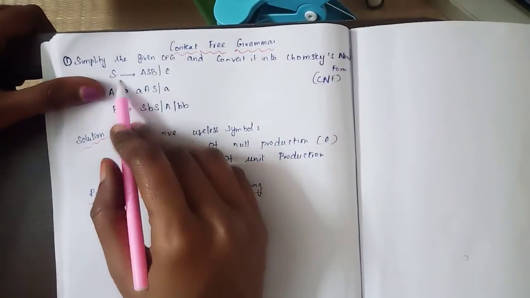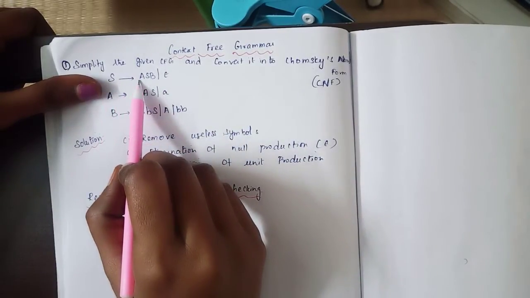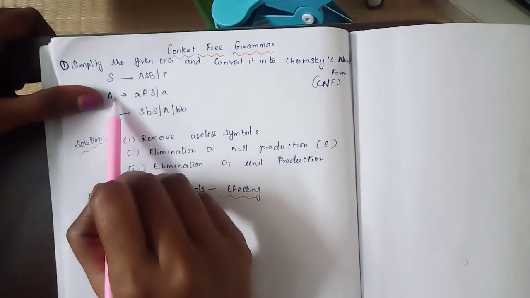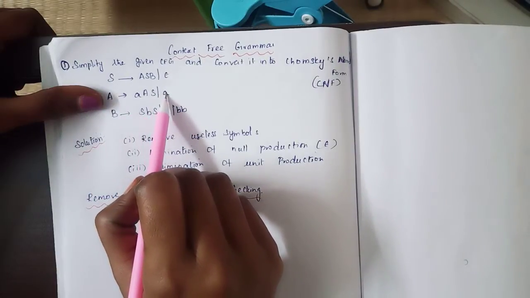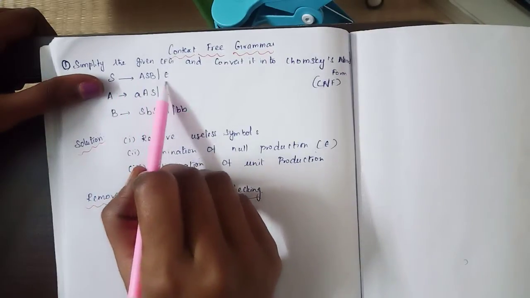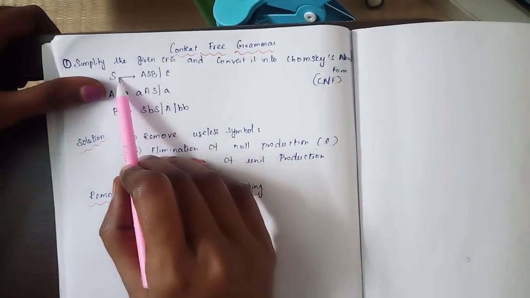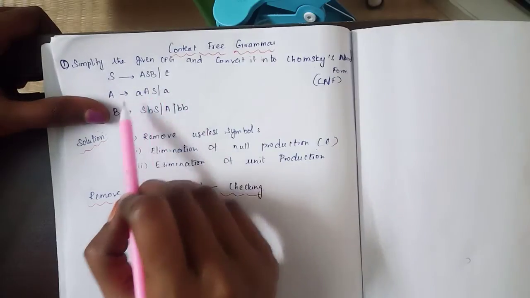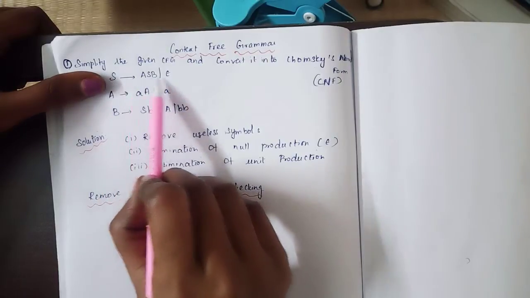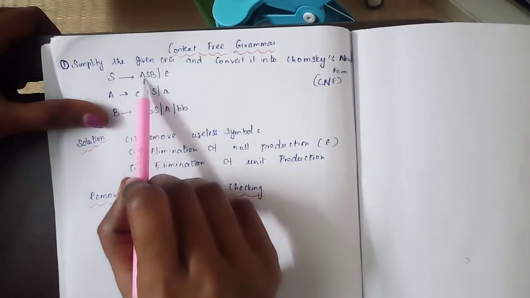For example, here S derives ASB or epsilon. The S is a starting symbol, right? So in ASB or epsilon, A can be derived to a terminal symbol a, and for S you have to replace it by epsilon, so it is a terminal string. After that, for B you will have the generating symbol as b. So from S, ASB and all other strings can be generated, and it is also reachable.